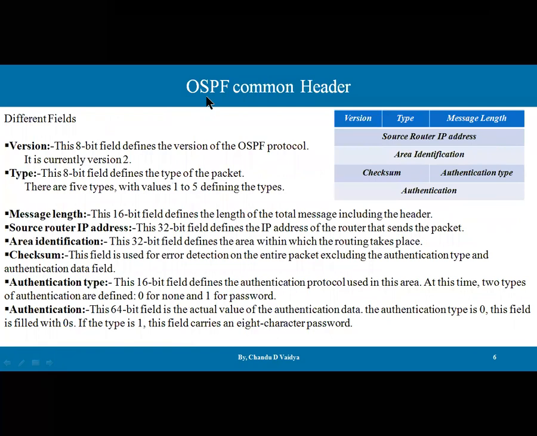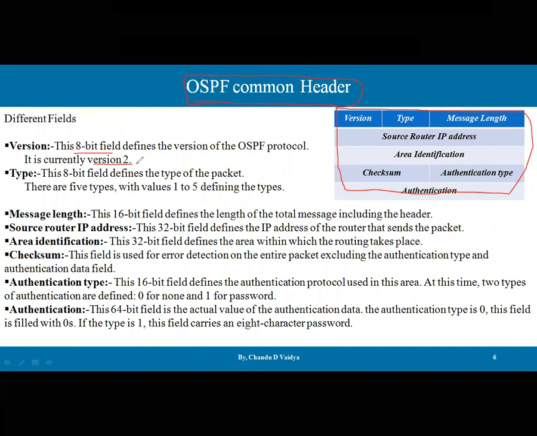Then there is another concept, the OSPF common header format. Here we have the header format in front of us, guys. There are different fields available, and on the basis of these, OSPF works. The very first is version. The version field is an 8-bit field that defines the version of the OSPF protocol. Version 1 is obsolete, and currently we are using version 2.